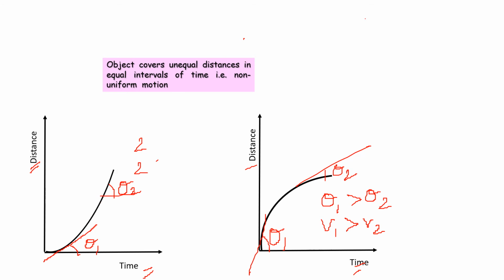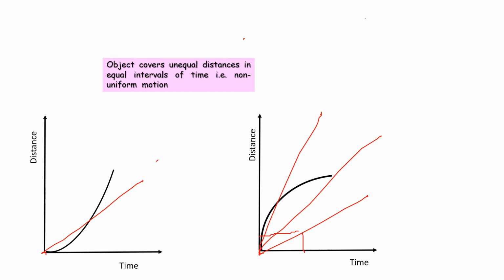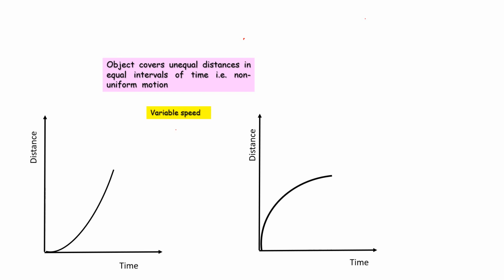For uniform motion we know it has to be a straight line. Here this is non-uniform motion, because of which it is a curve. If the motion is a uniform motion, then it will always be a straight line like this. It has to be a straight line. It can be this straight or this straight, or this straight, which means it is a uniform motion. Object covers equal distances in equal intervals of time. If the plot is a bending curve, that means it is a non-uniform motion where the object is having variable speed.